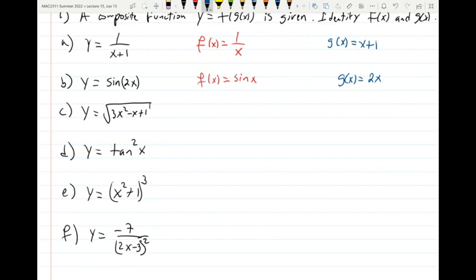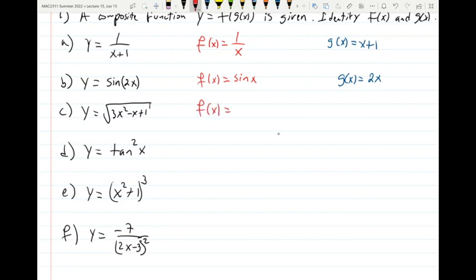Same thing here in part A. What do you do first when I plug in something for x? The 1 over or the plus 1? You do the plus 1 first, so that's your inside function. Whichever you do first, that's the inside.